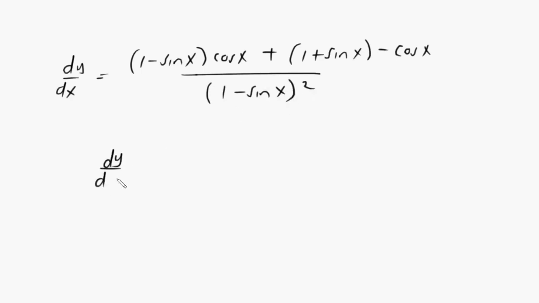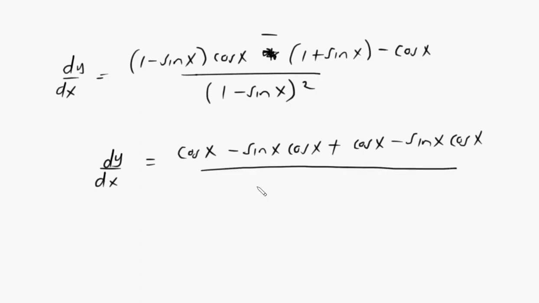So dy/dx is going to be equal to cos x times 1 is cos x. Cos x times negative sin x is minus sin x cos x. Negative cos x times 1. Here it is negative, not plus, okay? This is the quotient rule. So negative cos x times negative 1 is plus cos x. Then negative cos x times this one here is negative sin x cos x, over, below, I remain with 1 minus 2 sin x plus sin squared x when expanded. So this one and this one are similar. Here it is negative and negative, so it is plus, okay?